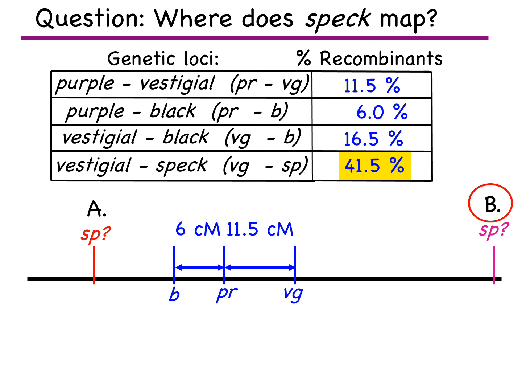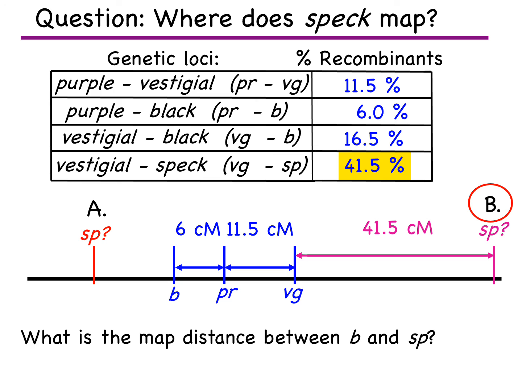And the correct answer is option B, because remember, if we add up the number of map units separating vestigial and spec and purple and vestigial, it adds up to more than 50 centimorgans. So we place it to the right. If it was to the left, the recombination frequency would not assort independently from purple in the last cross that we just did.